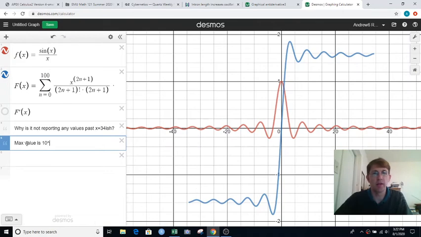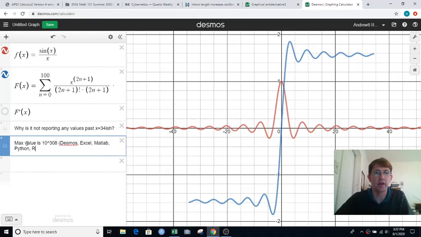Well, the maximum value that Desmos or even most math software can represent is about 10 to the 308th. It's a little bit larger than that, but that's all you need to remember, and that's in Desmos, Excel, MATLAB, Python, R, even C++, Fortran. I haven't used Julia, but I'm guessing Julia would do that. It's called IEEE double precision.